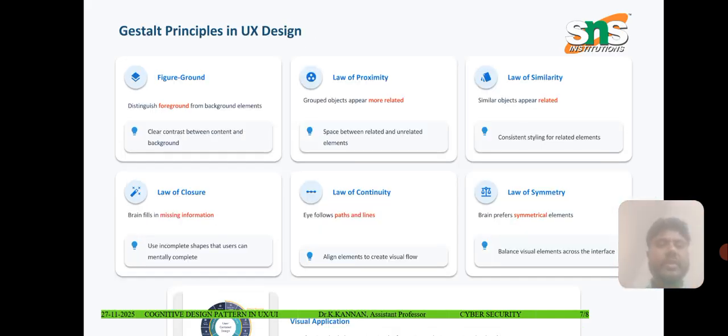The Gestalt principles of UI design are figure-ground, law of proximity, law of similarity, law of closure, law of continuity, and law of symmetry. Those are the principles in UX design.